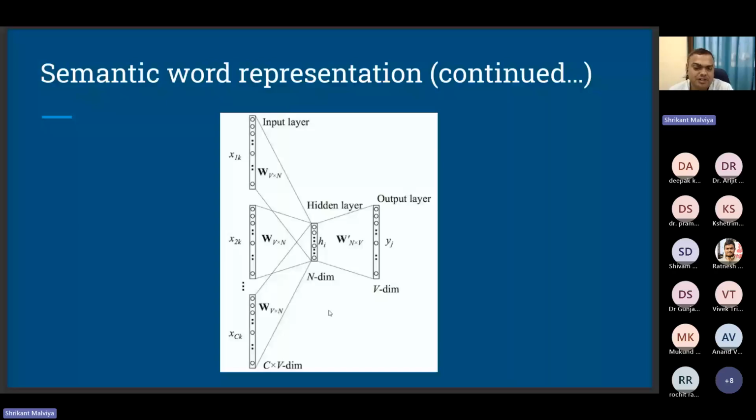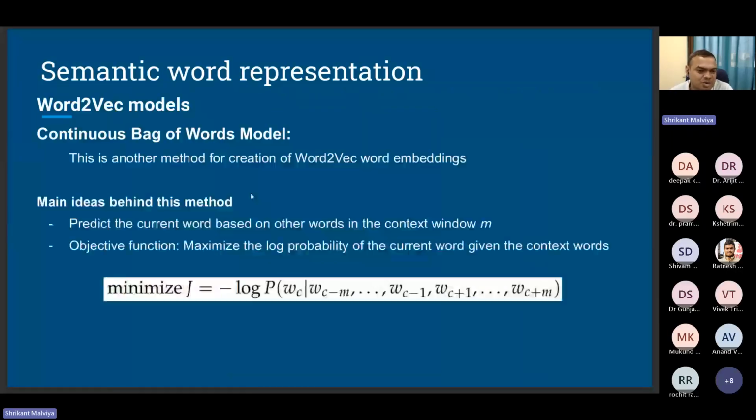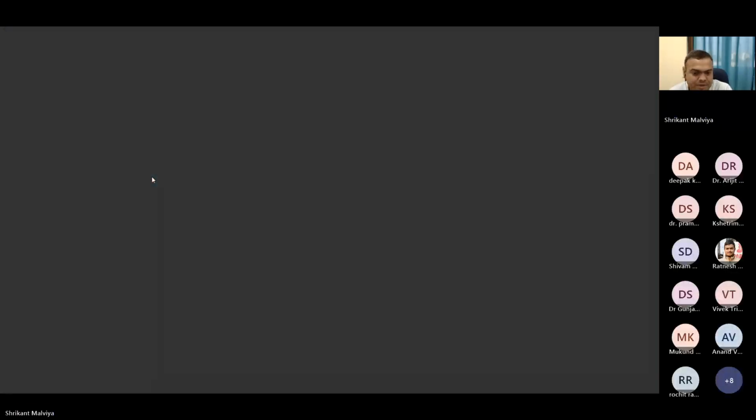With enough exploration and experiments, people have found that skip-gram is more useful and gives better accuracy for various NLP tasks, but the performance of both continuous bag of words and the skip-gram model is very, very close to each other.